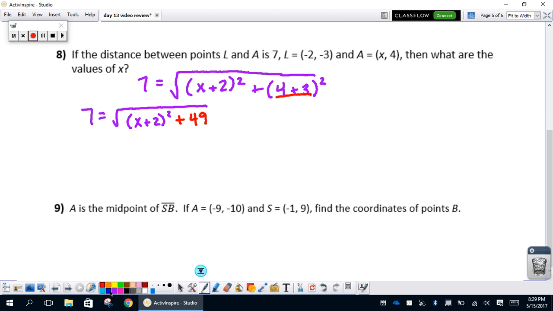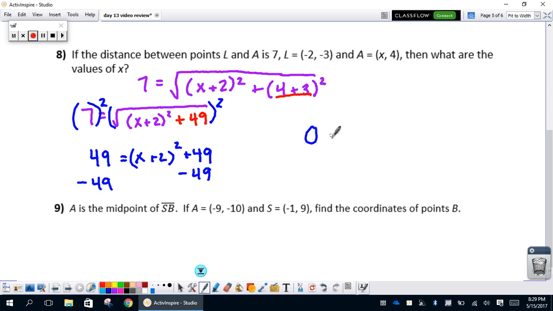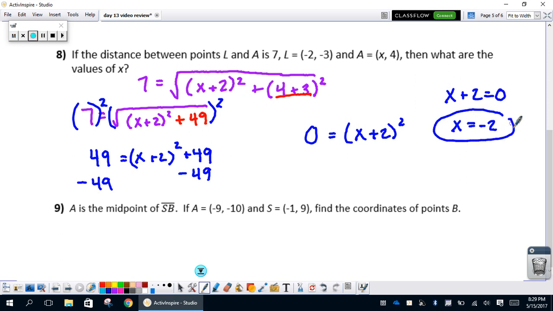Next thing you're going to do is square both sides to get rid of the square root. So we know 49 equals (x plus 2) squared plus 49. Subtract 49 from both sides. We only have one answer this time, because x plus 2 equals 0, so x equals -2. Okay, so you'll get 1 point for having the answer, but I'm also going to give you 1 point for having work. Okay?